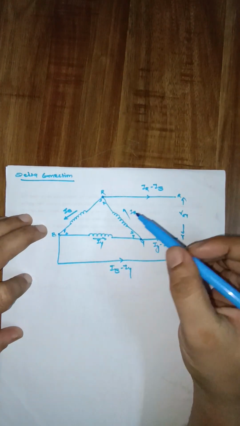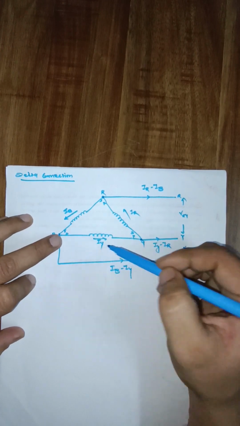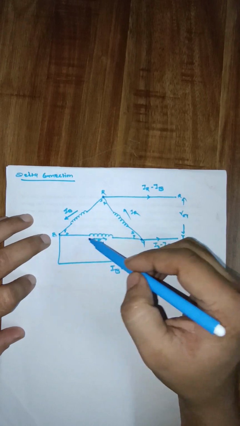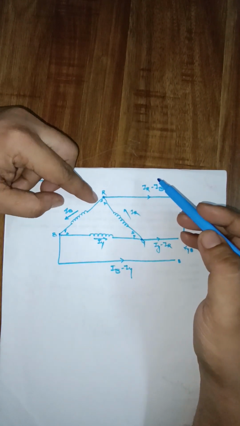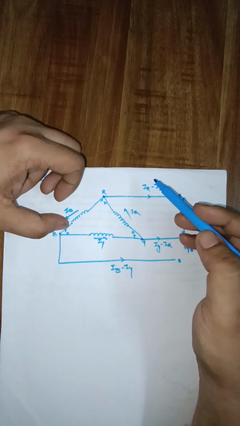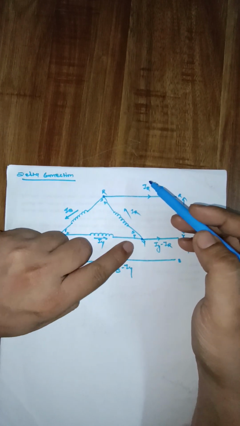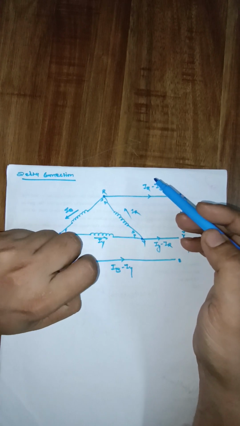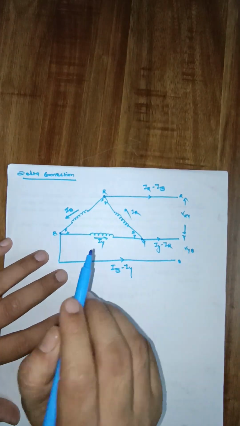If the start point and end point of one winding are connected with the start point and end point of another winding, and a circular path is created, then it is called as delta connection. Here for this winding, this point is start point and this point is finish point, and this finish point is connected with the start point of another winding. Clear? Similarly, finish point is connected with the start point of another winding. Therefore this connection is called as delta connection. And here we are having R, Y and B phase.